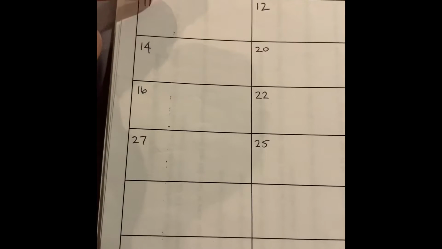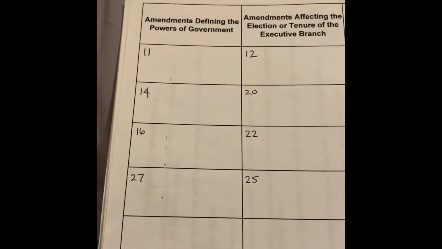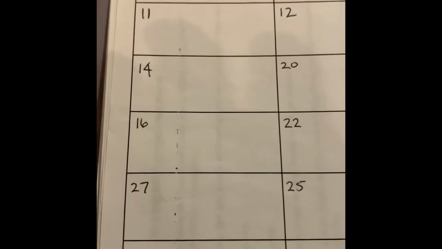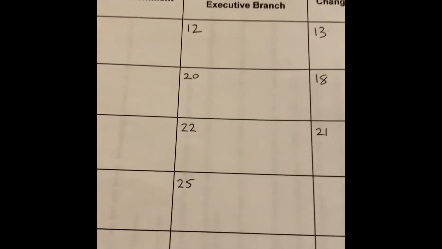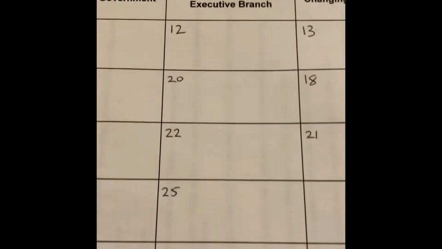I'm just going to talk about a little bit of each of these categories and the amendments that fall in there. So this first category here, amendments that define the powers of government, these are just any amendment that said the government could do something or couldn't do something, and it doesn't fall into the other categories. This is kind of a catch-all. I'm going to come back to this one in just a little bit. The next one here is amendments that affect the tenure or election of the president, the executive branch. So any amendment that deals with how long the president's in office or choosing the president goes here.